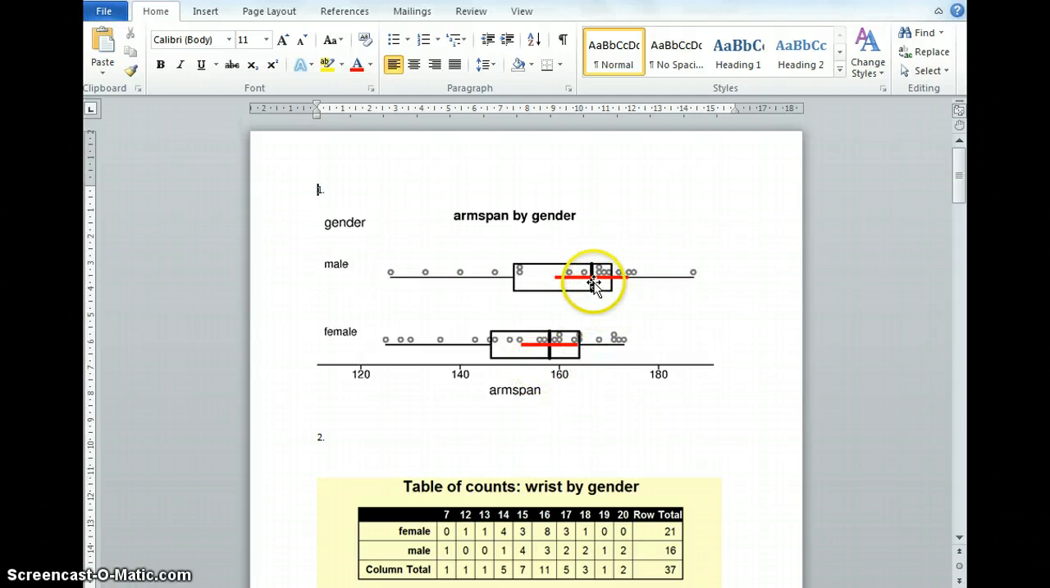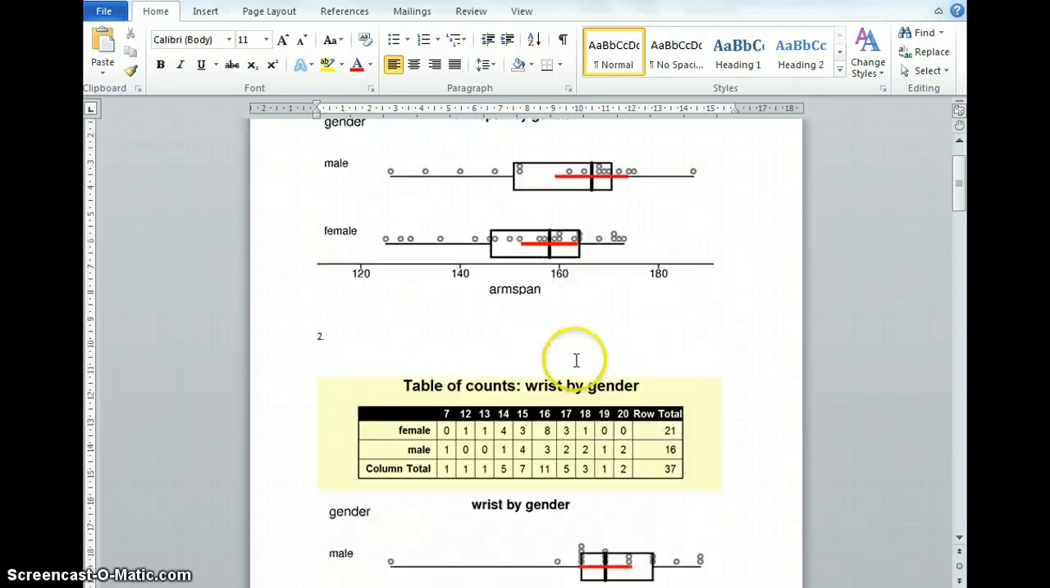With this one, the median is above the upper quartile. I can make the call that males have a larger arm span than females back in the population, because the median is above the upper quartile. The median for males is above the upper quartile for females. Hence, we can make the call.